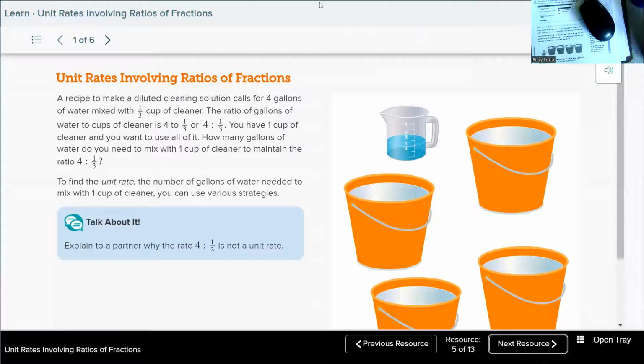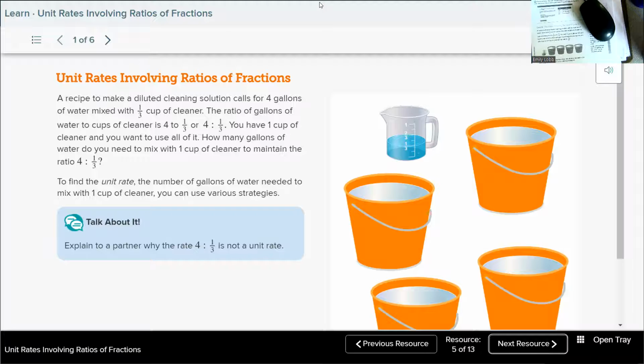Unit rates involving ratios of fractions. Do you see where it says that next to learn on page 3? A recipe to make a diluted cleaning solution calls for 4 gallons of water mixed with 1/3 cup of cleaner. The ratio of gallons of water to cups of cleaner is 4 to 1/3. Isn't it great that we learned the 3 different ways that we can write ratios when we're doing our review? You have 1 cup of cleaner and you want to use all of it. How many gallons of water do you need to mix with 1 cup of cleaner to maintain the 4 to 1/3 ratio?